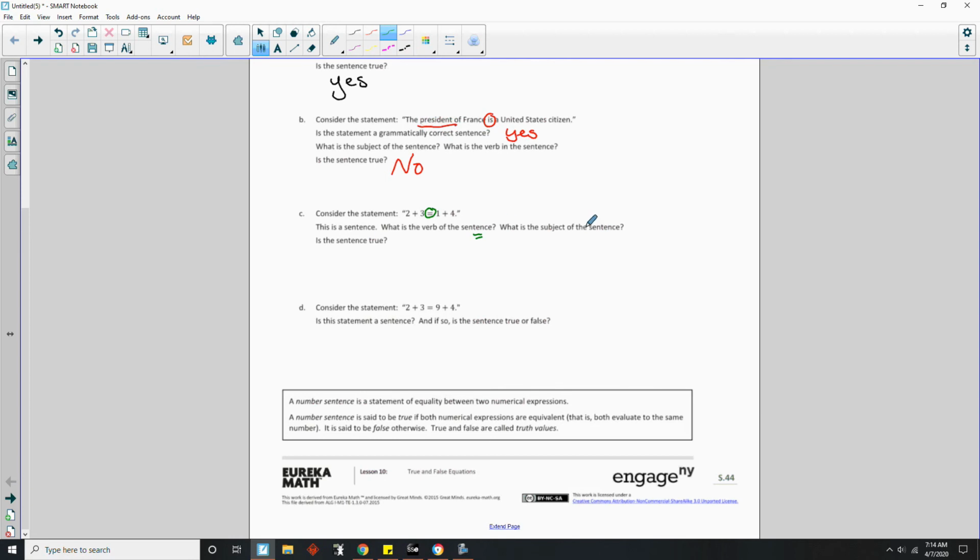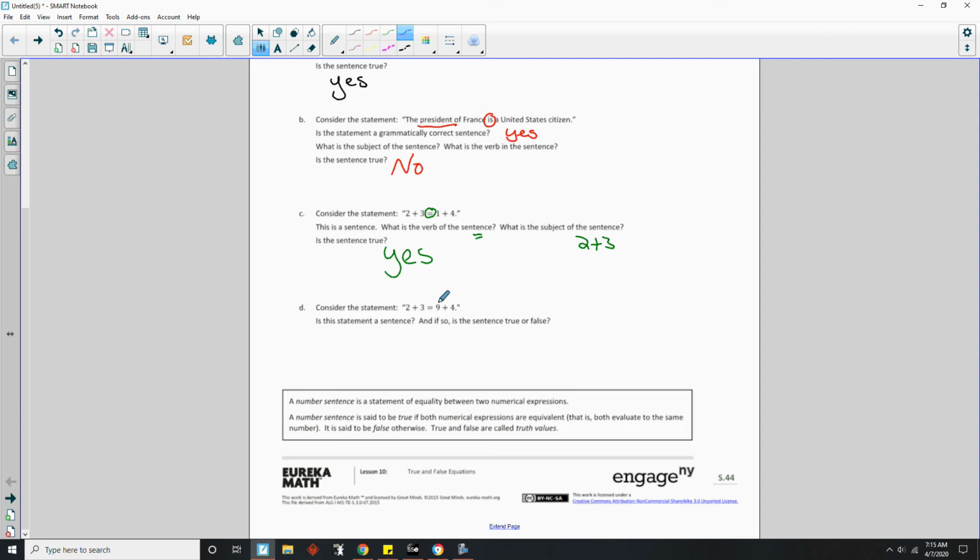What is the subject of the sentence? The subject of the sentence is what we're talking about. Consider the statement, the President is a U.S. citizen. Consider the statement, 2 plus 3 is equal to, 2 plus 3 is the subject. And is the sentence true? Well, 2 plus 3 is 5, and 1 plus 4 is 5, and 5 equals 5, so I'd say yes, that statement is true.